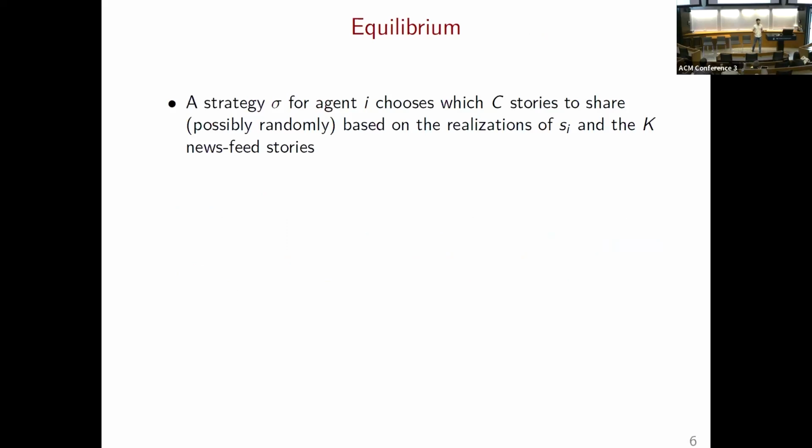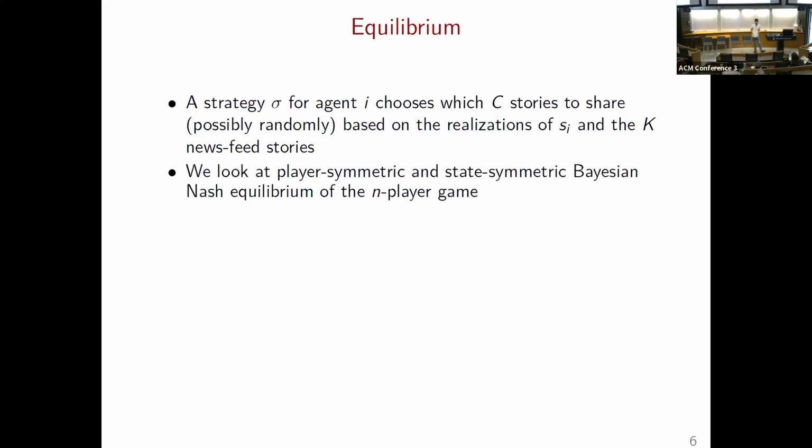And what we're going to be interested in is what happens on this platform if people are sharing in an optimal way or in a rational way as time goes on. And what does that mean for what people end up believing? And so to formalize that, we're going to look at equilibrium. People's strategies are just choices based on their observations of which stories to share.